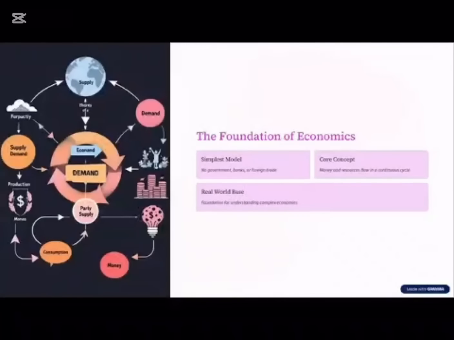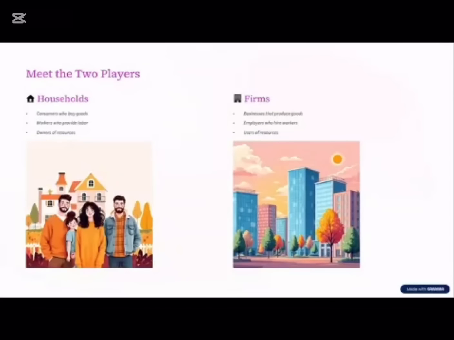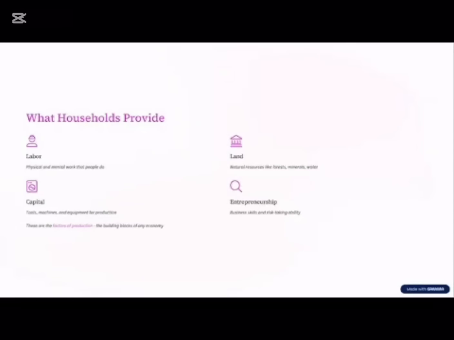We begin with the most basic version, the two-sector economy. Here, we only have two groups. One, households. That's you, me, every family. Households own the factors of production. These are labor, our work skills and time, land, natural resources like soil, forests, and water, capital, machinery, equipment, money invested, entrepreneurship, the ability to organize resources and take business risk.